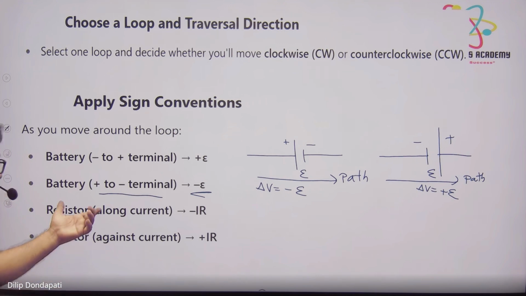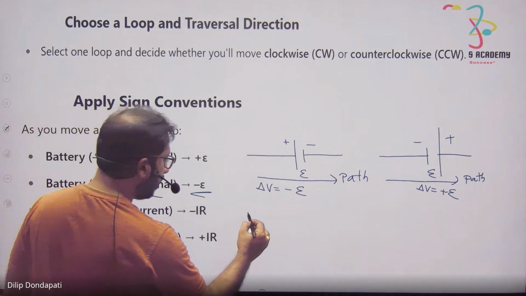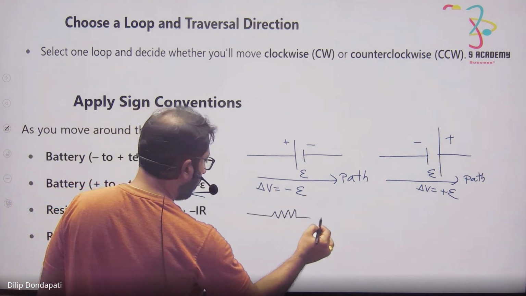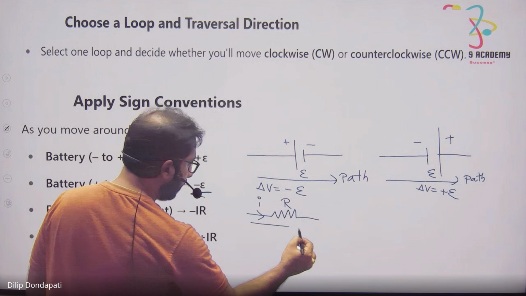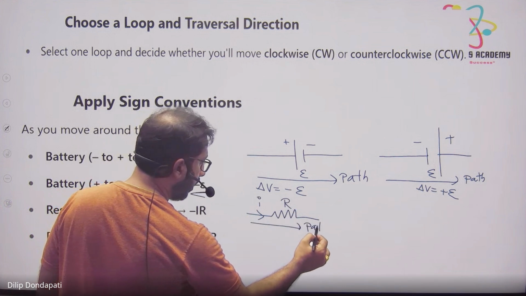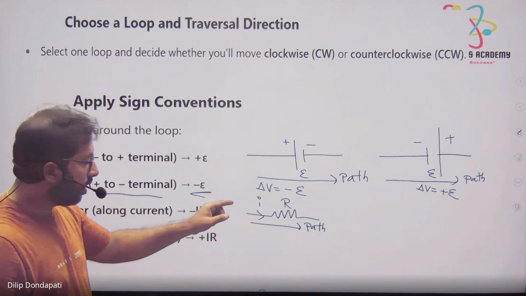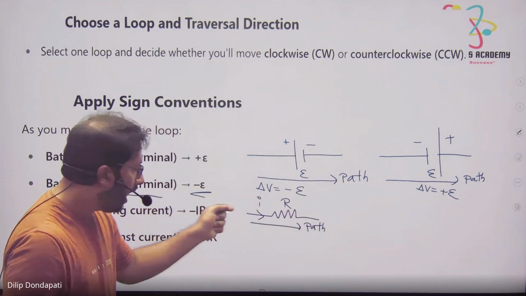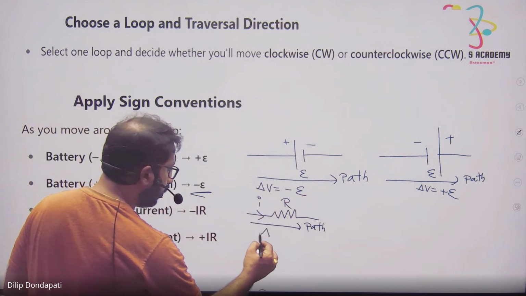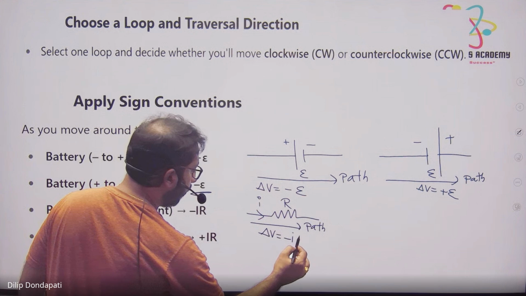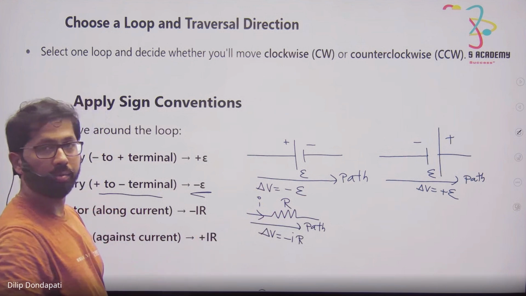Next, coming to resistors, the battery story is done. Resistor means you have to understand this. This is a resistor. You decide the current I, and the path is like this. Path means you're walking from here to here. Here you have to understand: when current and path are in the same direction, the potential difference should be taken as minus IR, because in a resistance IR is a drop. So take minus IR.